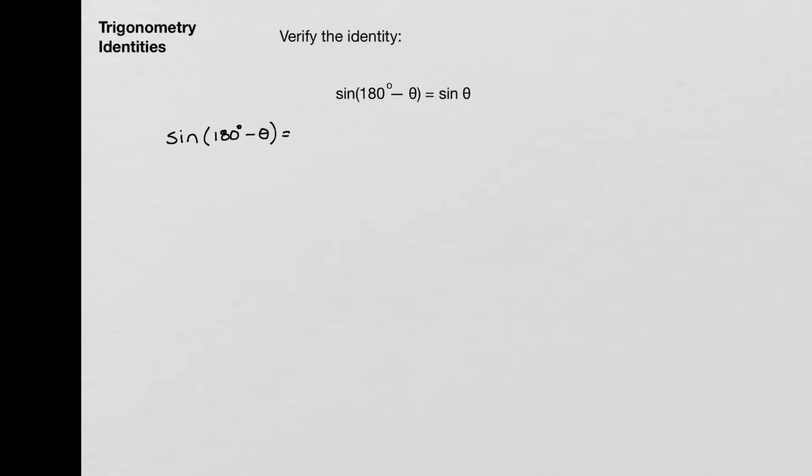And so I have the sine of 180 degrees minus theta equals, and now I can use the difference of two angles formula for sine. So it's the sine of 180 degrees times the cosine of theta minus sine of theta times the cosine of 180 degrees.